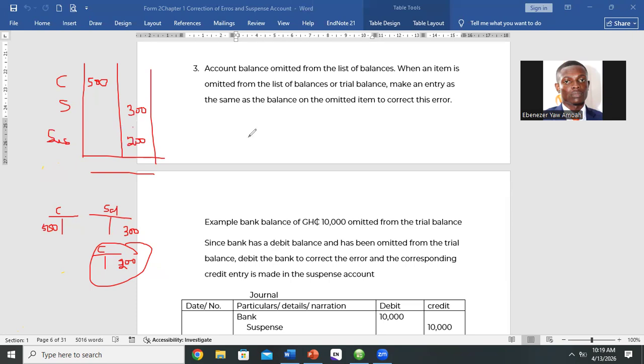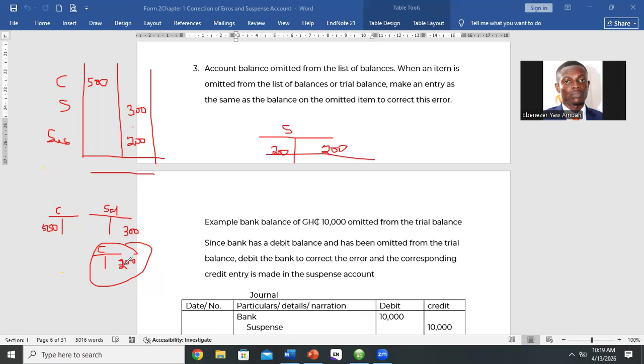So you see, because of that, we now have a suspense which is keeping a credit of what? 200. So what do we do to correct this error? We'll debit suspense 200 to remove it, and then credit who? Commission 200.